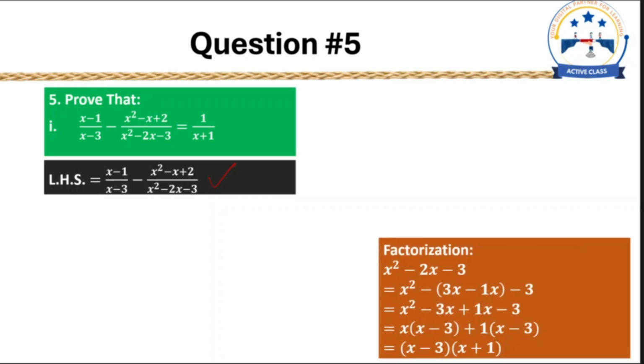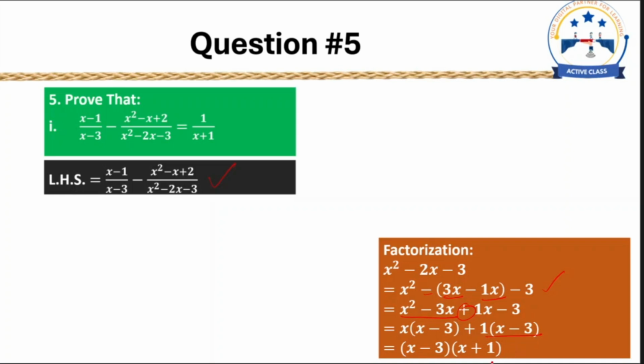This is the factorization of the denominator. X squared minus 2x minus 3. By using the factors of three, we can split this 2x as 3x minus 1x. If I open the bracket, this 3x remains the same. Minus times minus is plus 1x minus 3x. X is common in the first pair and 1 is common in the second pair.